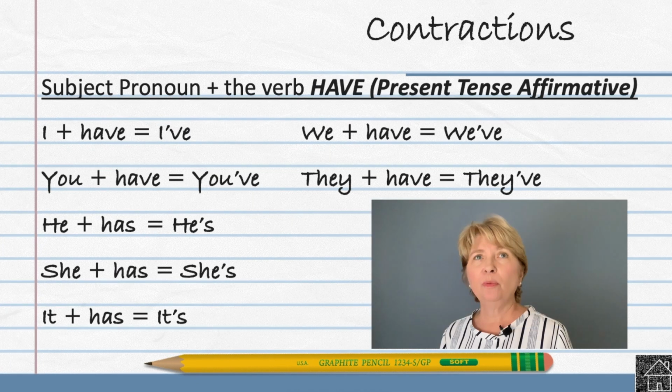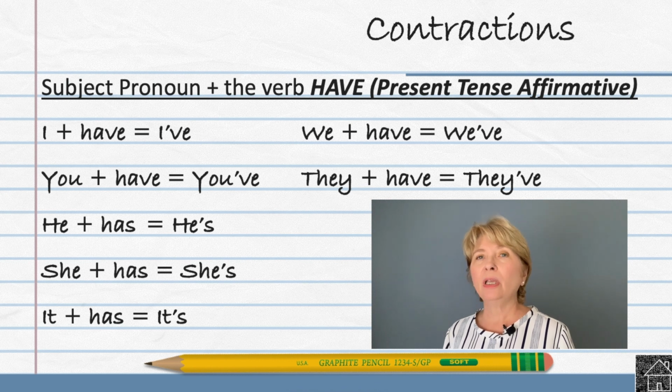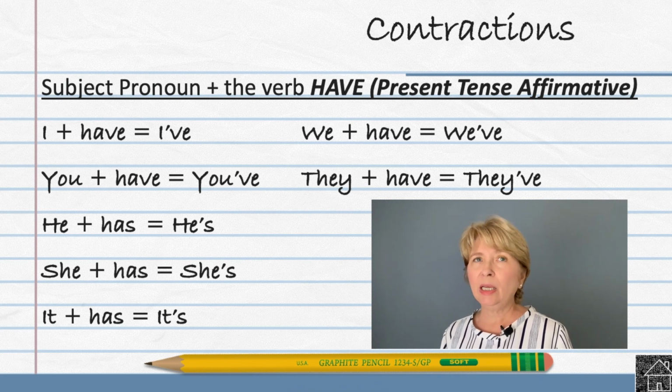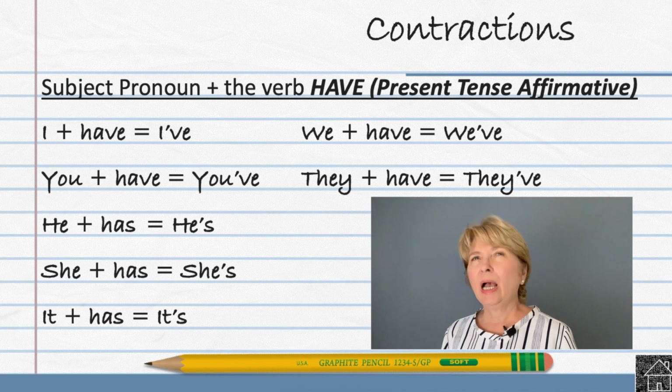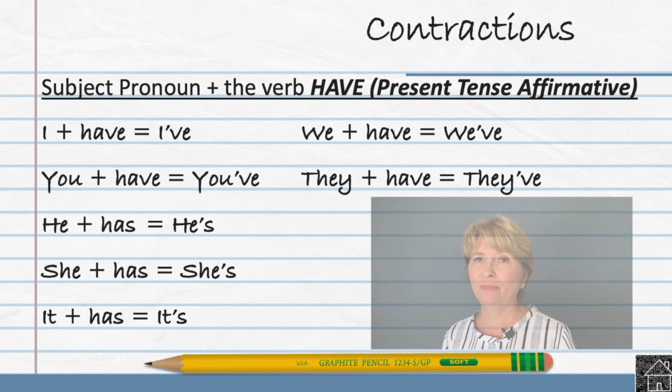I plus have is I've. You plus have is you've. He plus has is he's. Don't get confused. This is the same as he is, he's. I know I said we couldn't use we're for we were because we already used it for we are, but English isn't always so logical.